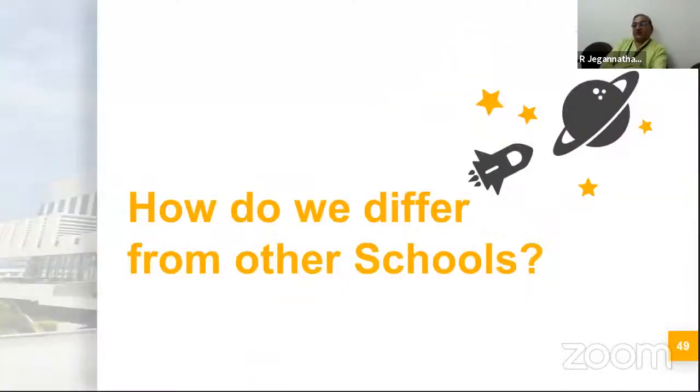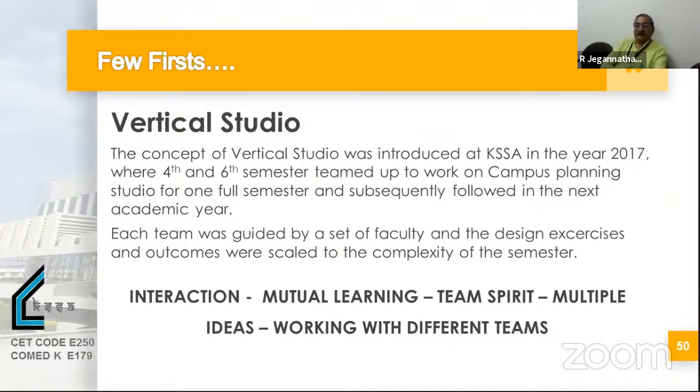Now, why would a student want to come to the K School of Architecture? What is it that we do that is different from other schools? Here in the K School of Architecture, we've been working on a few firsts, as I would say. We worked on what we call a vertical studio. An entire semester was worked on this project. The fourth semester and sixth semester studios teamed up to work on campus planning. Essentially, the VTU syllabus suggests the fourth semester students work on housing and residential activities, and the sixth semester students are suggested to work on what we call institutional projects.